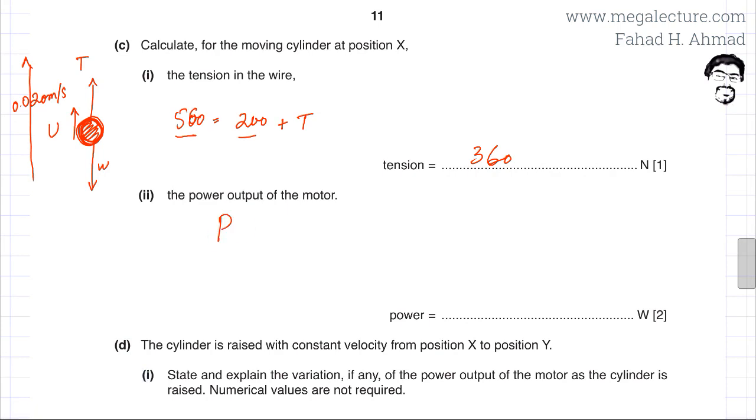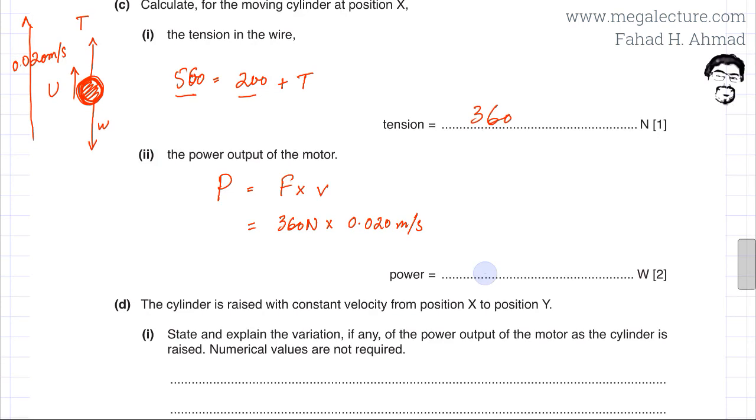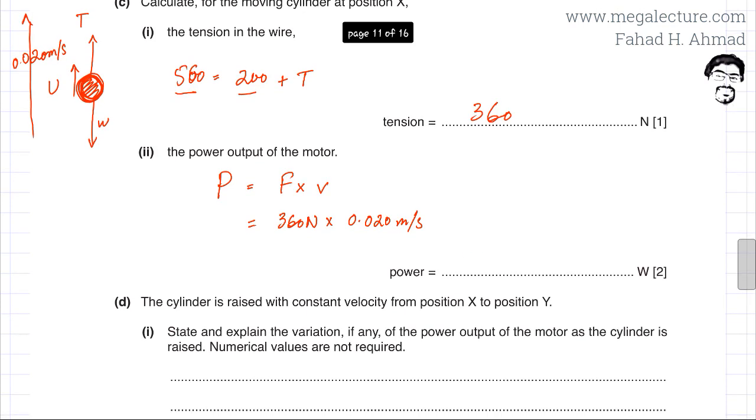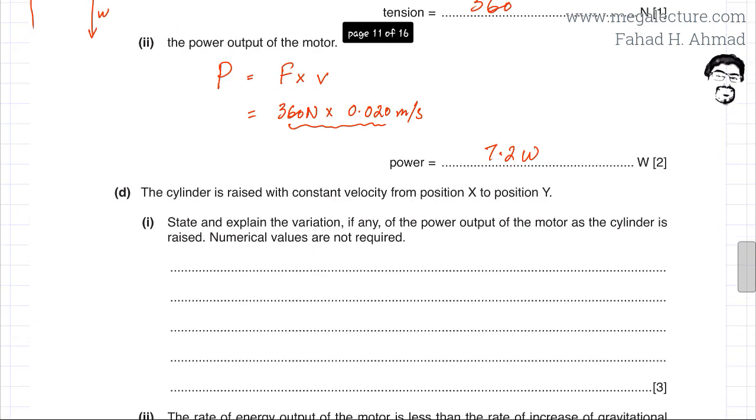So power, the formula for power, is force multiplied by velocity. The force is 360 newtons. And the velocity with which the motor is pulling the object upwards is 0.020 meters per second. If you calculate this, it's going to come out to be equal to 7.2 watts. Moving to the next part of the question.